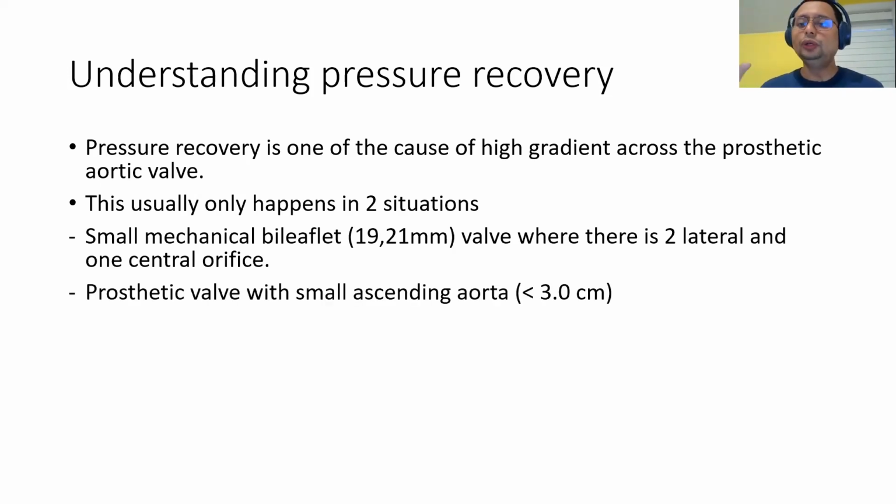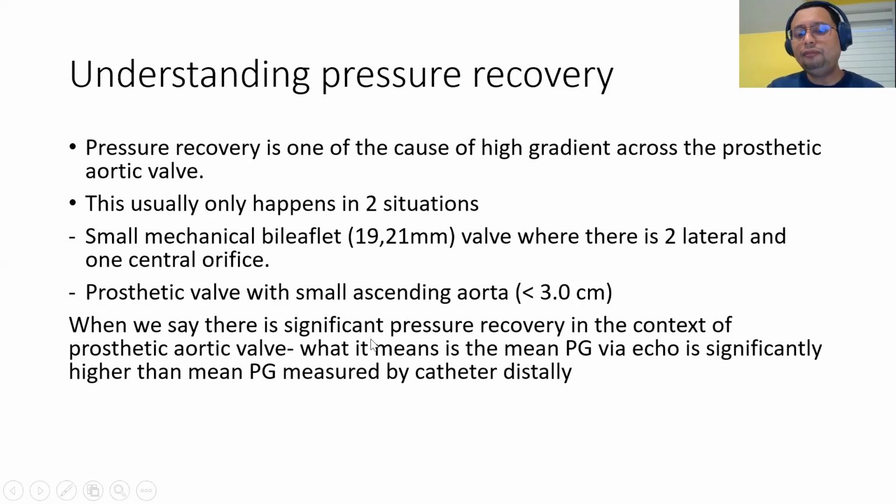Number two, if you have a small ascending aorta that is less than 3 centimeters. The echo is measuring the velocity when it is turbulent just distal to the valve, so the gradient is higher. The catheter is measuring the velocity when the flow has become laminar in the ascending aorta. Okay, so the mean gradient has become lower, right? So there are two situations where you see pressure recovery.